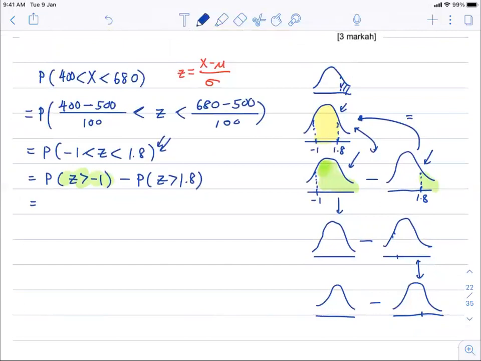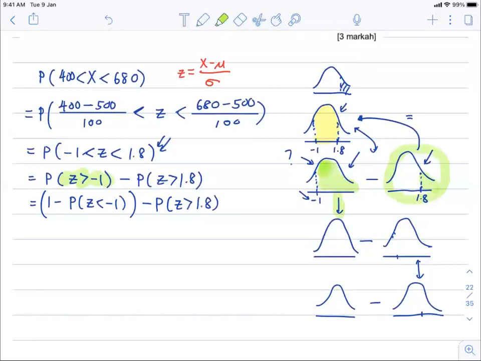Okay, so now let us move on to the next step. We can already find this from our Z-score table, but how about this one? We are unable to find the probability for a negative Z-score value, right? We cannot find for negative Z-score. So we have to convert this further. How do we convert it? We can change it into 1 minus probability Z smaller than negative 1, minus probability Z greater than 1.8. So it will become like this.